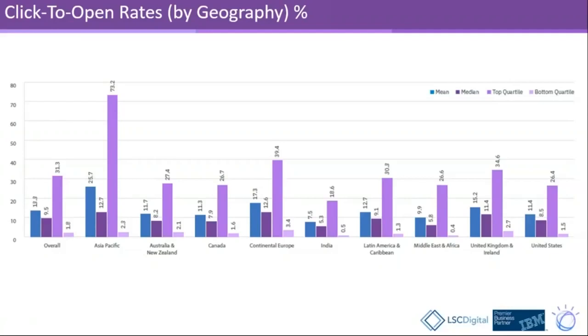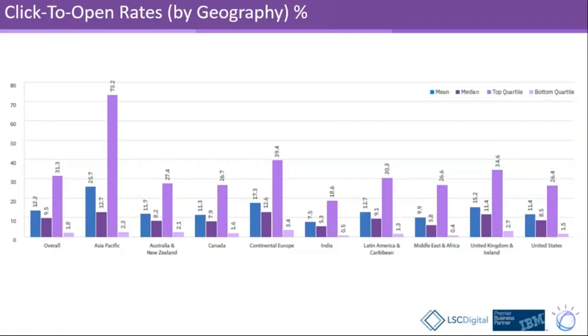But again, as you can see here, let's go to the U.S., which is all the way down there on the far right, that you see an average of about 11% click-to-open rate, 8.5% on the median, but that top quartile is about a quarter, meaning that of the top quartile companies, they're seeing about 1/4 of their recipients click on the message after they've opened it, and that's a pretty decent rate.